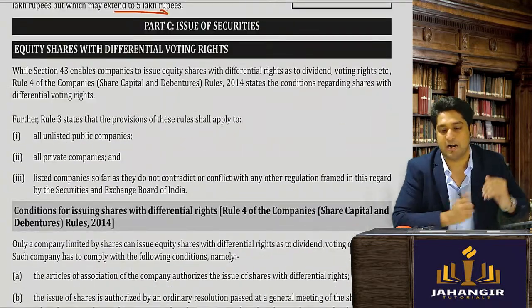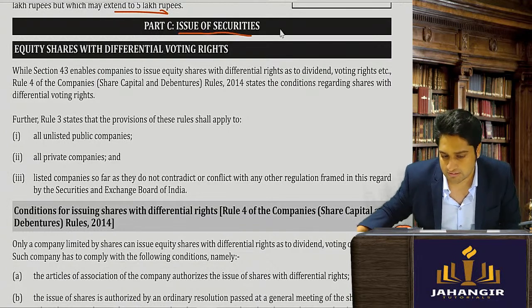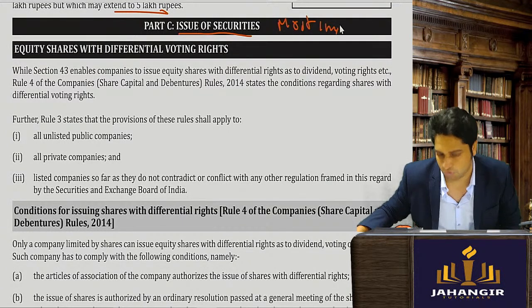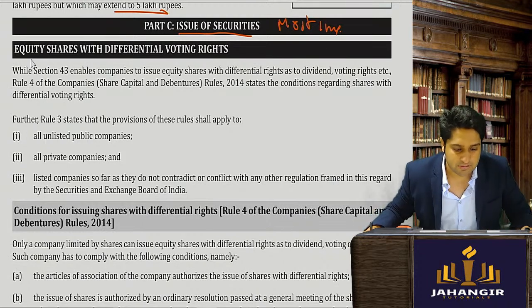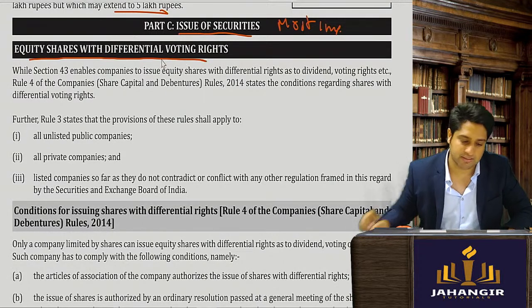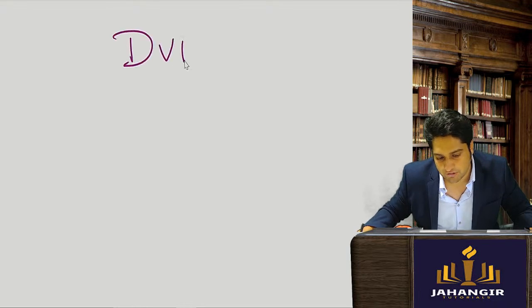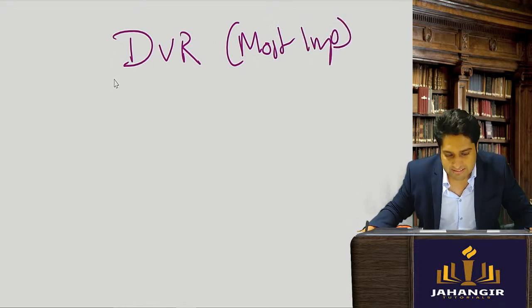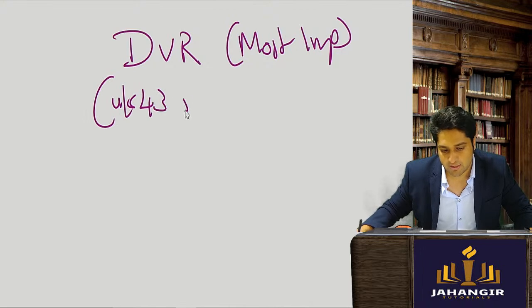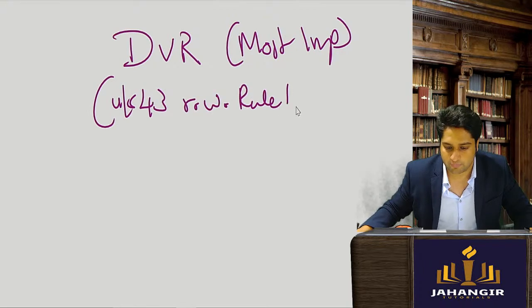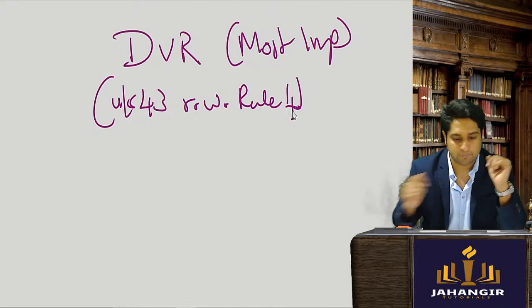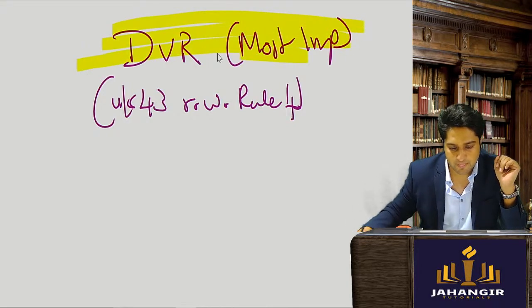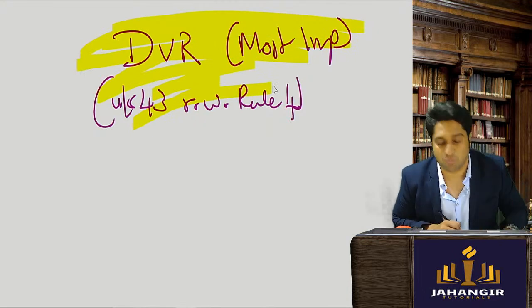Now we come to the next part, which is issue of securities. This is one of the most important parts of your chapter. First is equity shares with differential voting rights. When I discussed earlier, I told you all a very important section to remember, that of differential voting rights. This is your past exam question as well. What is the section number? Section 43, read with Rule 4. It talks about differential voting rights.